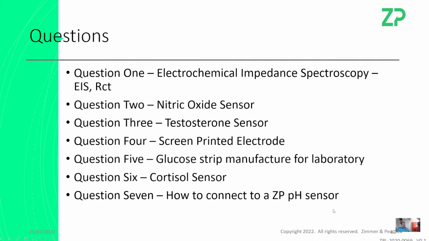How to connect to the ZP pH sensor, middle pin, far right hand pin. Watch those videos about on the ZP website. If you've got any questions, reach out to me.